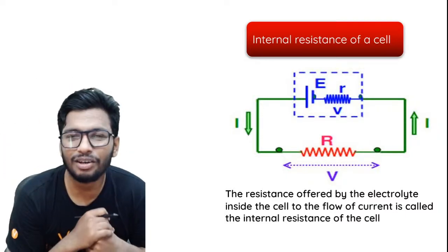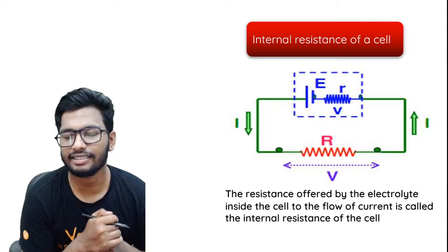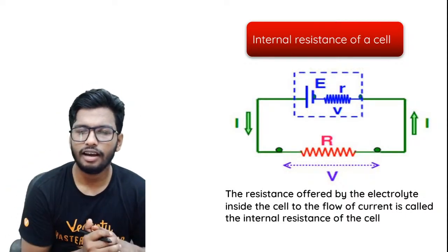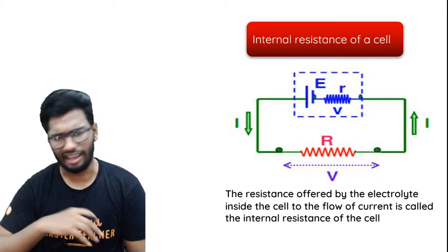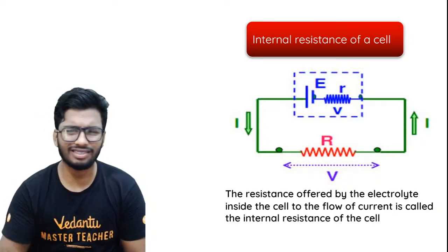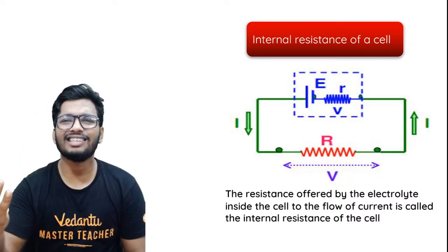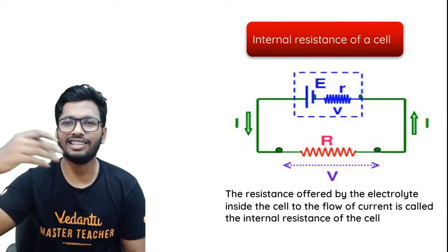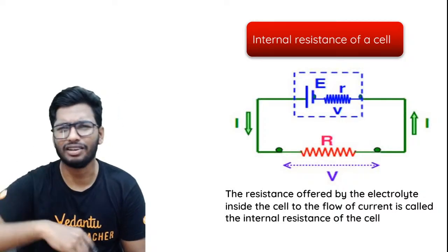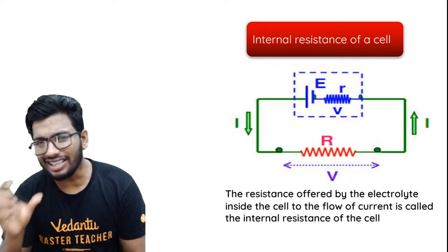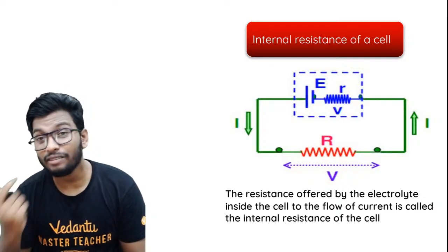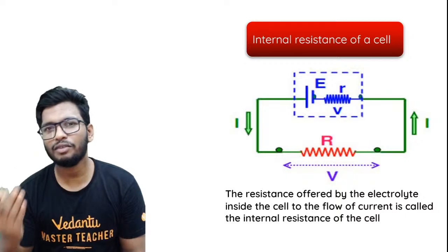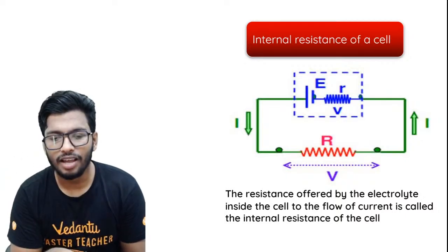All right, so the next thing I'm going to talk about, guys, is the internal resistance of the cell. We have always talked about resistance, but in every problem that we considered, we always considered the resistance that we externally connect to the circuit, whether it's a rheostat, variable resistance, or normal resistor. But we never considered the resistance inside the cell.